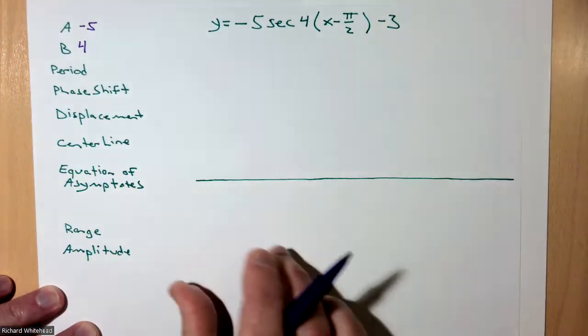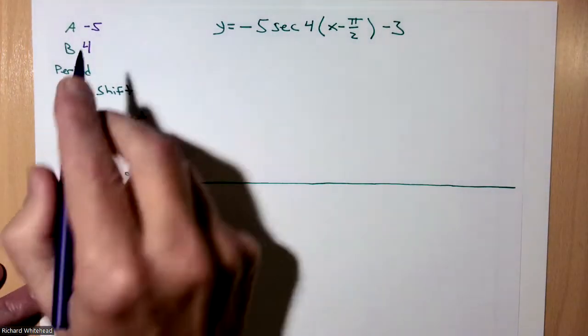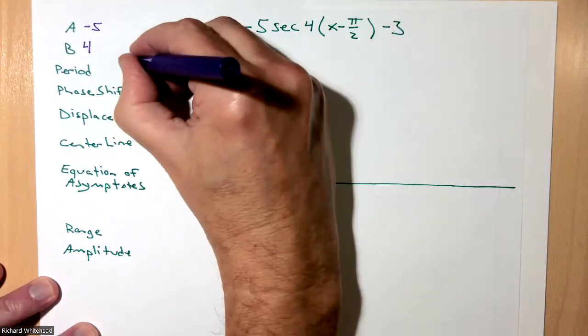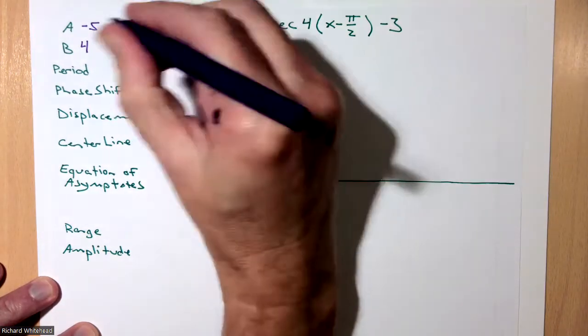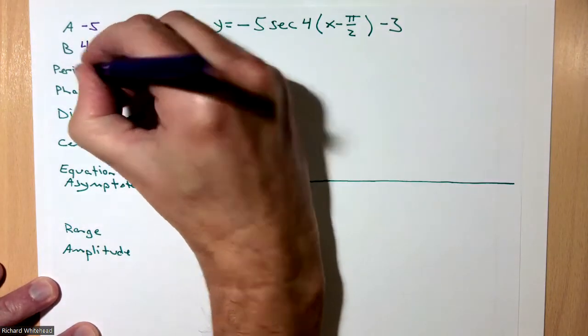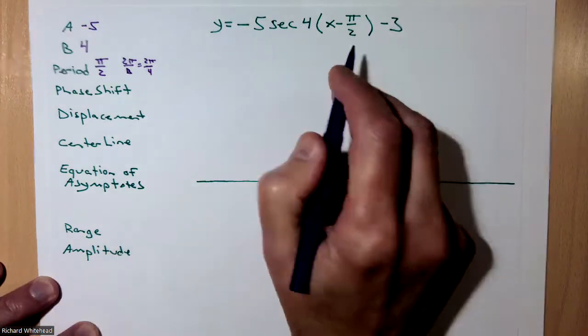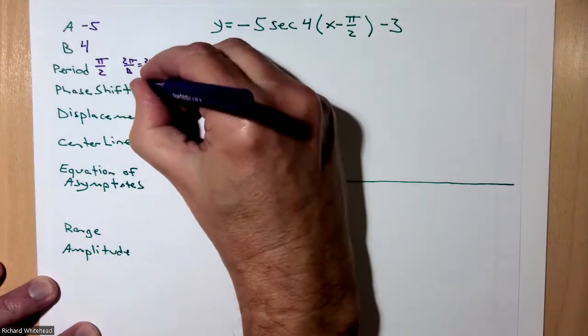Since the secant and cosecant are based on sine and cosine, the period's still the same. So you go, oh no, 2 pi over B. So that'd be 2 pi over 4. So the period's pi over 2. So that'll be slightly annoying. Uh-oh, the phase shift is also pi over 2.